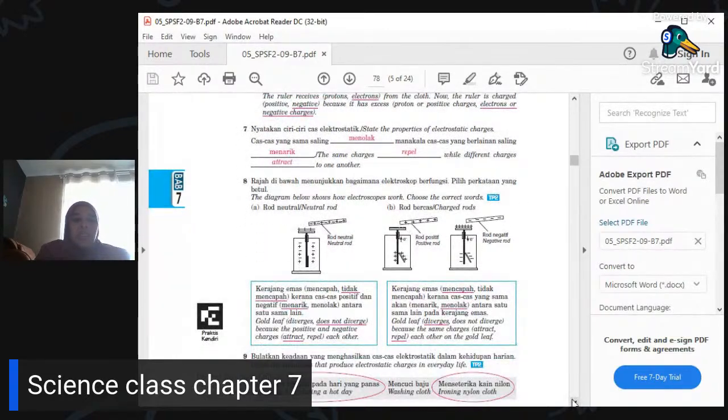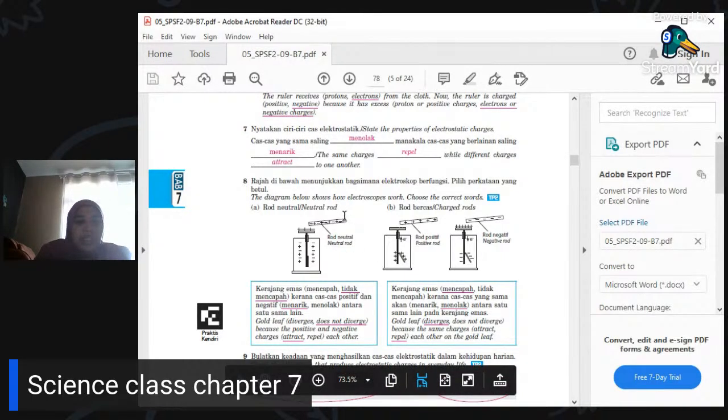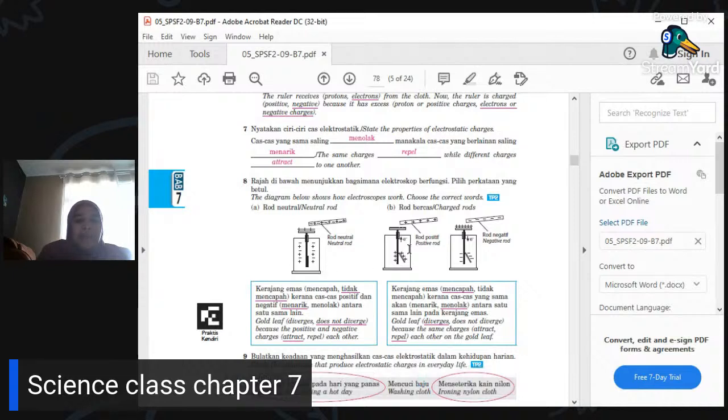Let's look at the next one. The diagram below shows how an electroscope works. Choose the correct words. When we put the neutral rod, the gold leaf does not diverge because it is neutral, it's not rubbed. This is because the positive and negative charges attract each other, so nothing happens.